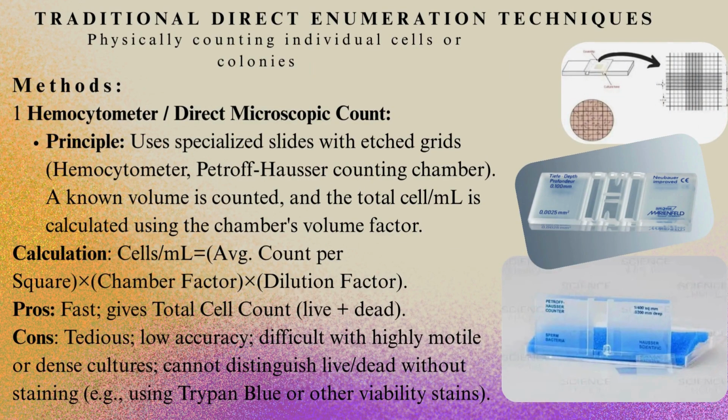Now let us look at some of the traditional methods for directly counting microbes. Our first method is hemocytometry, or direct microscopic count. This uses a specialized slide with a grid. You place a known volume of your sample on it, count the cells, and then use a simple calculation to find the total cells per milliliter. It's fast and gives you a total cell count, but it can be tedious, and without special stain, you can't tell the difference between living and dead cells.